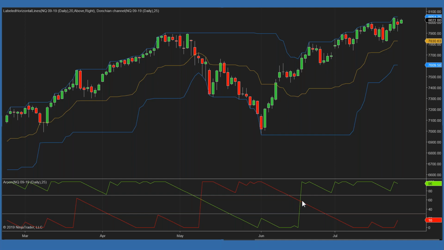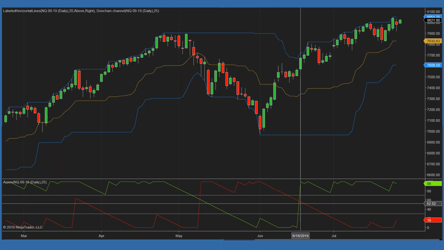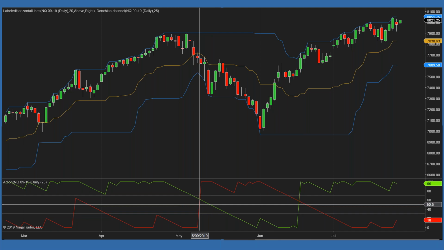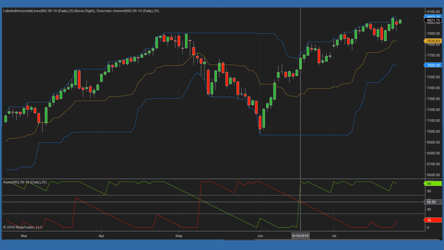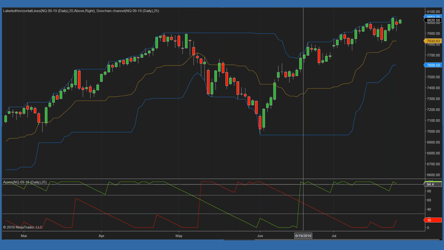you'll see that when it crosses, see here it crosses lower. You'll notice that it's about the same time that the Donchian channels cross, the upper and lower bands, right? Makes a new 25 period low, the Arun spikes to the top, or it makes a new 25 period high, the Arun crosses over and the green line goes to the top.